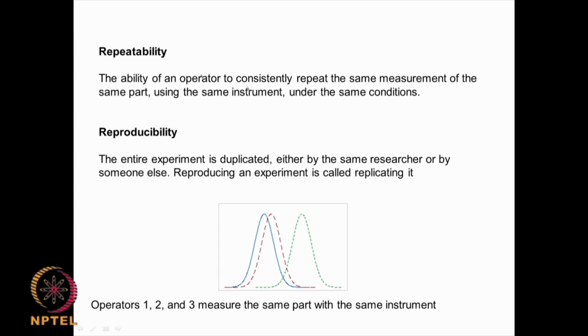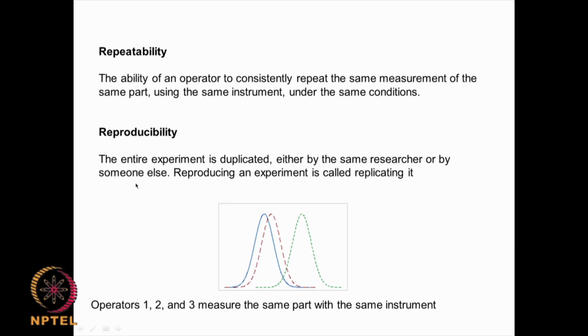So, repeatability tells you the consistency of repeated measurements of an instrument or a part under the same condition, whereas reproducibility is when the entire experiment is duplicated. Are you able to reproduce? Is somebody else able to reproduce your experiment? Is somebody else in a different location able to reproduce it? Both are very, very important.